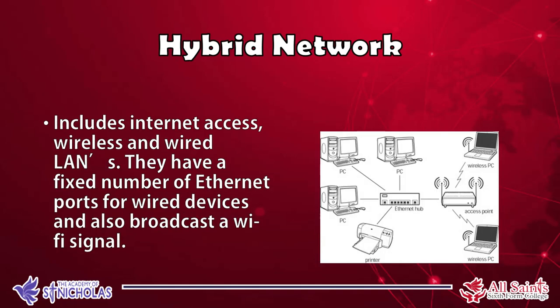Okay, so this thing called a hybrid network. This includes internet access, wireless and wired internet. A prime example, again in school, is that we have wired connections, which are our desktop computers in the IT suites. And then we have also got the wireless access points that are based all around the school.